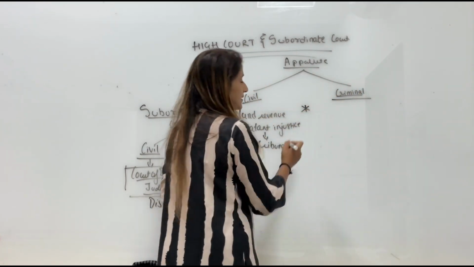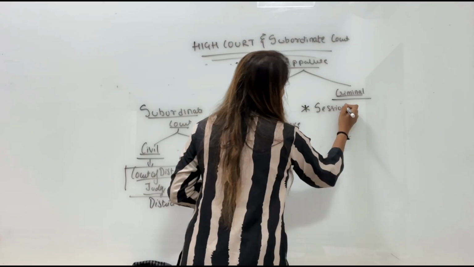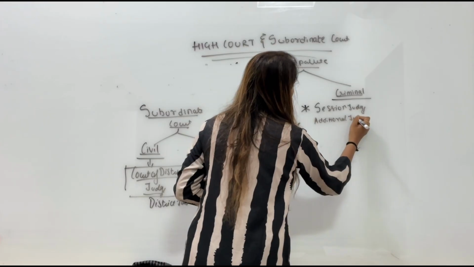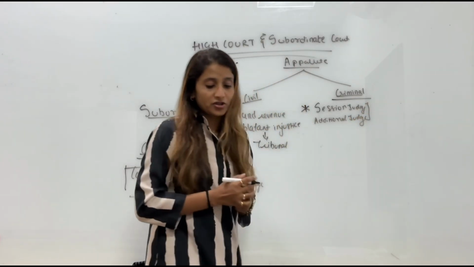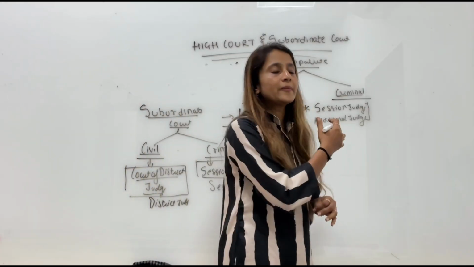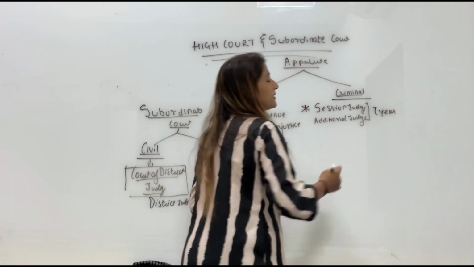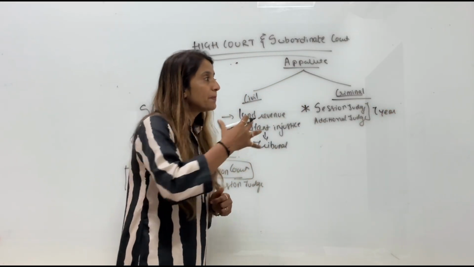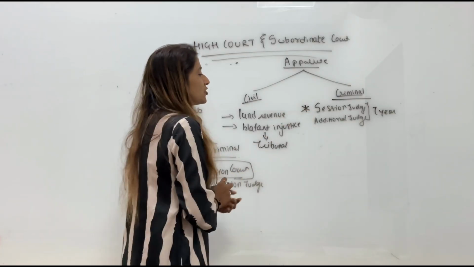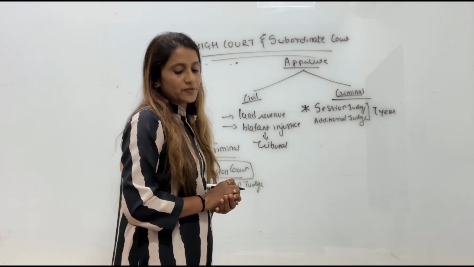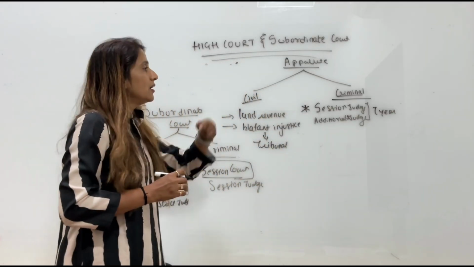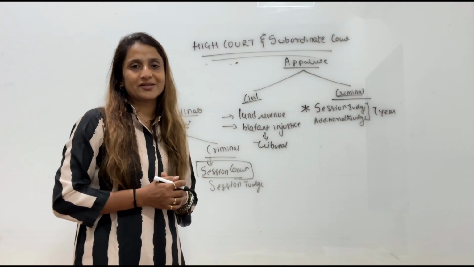So in the first case, if a session judge or additional session judge has given a judgment where the person has been imprisoned for 7 years, then you can appeal against their judgment in the High Court.